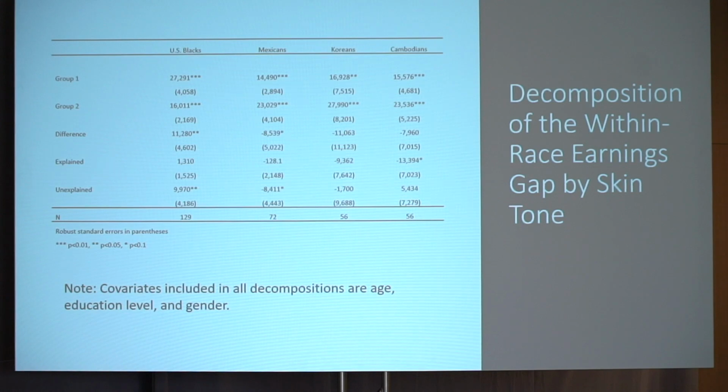$11,280, with lighter complexion individuals earning more than darker complexion individuals. And we find that 88% of this gap is unexplained and statistically significant, which is potential evidence of colorism in labor markets. We observe an opposite pattern for Mexicans, Koreans, and Cambodians, where in these racial ethnic groups, darker complexion individuals seem to be out-earning lighter complexion counterparts.